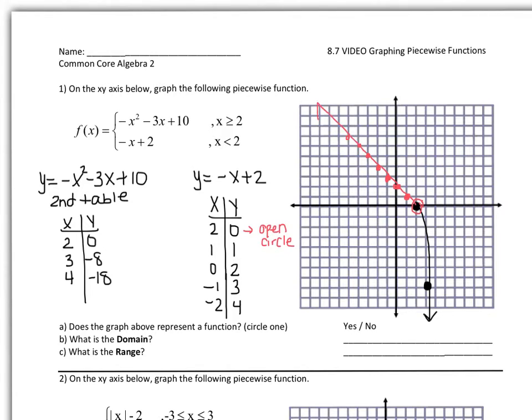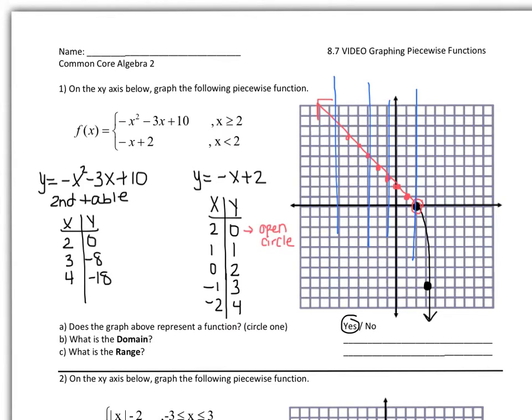So here we've got ourselves a piecewise function made up of a line when x is less than 2 and a part of a parabola when x is greater than or equal to 2. So the first question you want to ask yourself is, does this graph represent a function? Well, a function is something that passes the vertical line test. You draw any vertical line through the graph, and how many times does it hit? Once. How about this line? Hits the graph once. How about this line? Hits the graph once. And so on and so on. So we would say yes, this is a function.